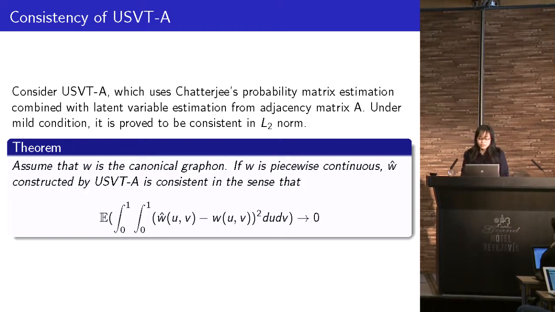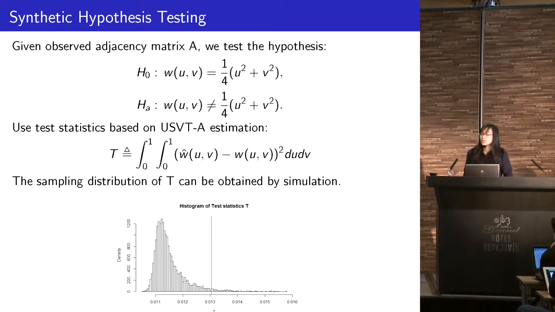Is this useful in practice? We have generated some synthetic hypothesis testing examples. The problem is, if you have an observed adjacency matrix A, can you tell whether it is from some exchangeable graph model specified as the null hypothesis?